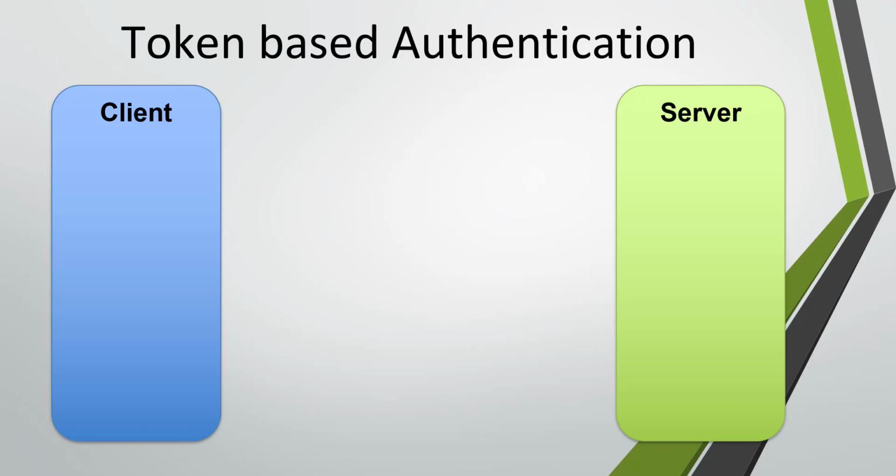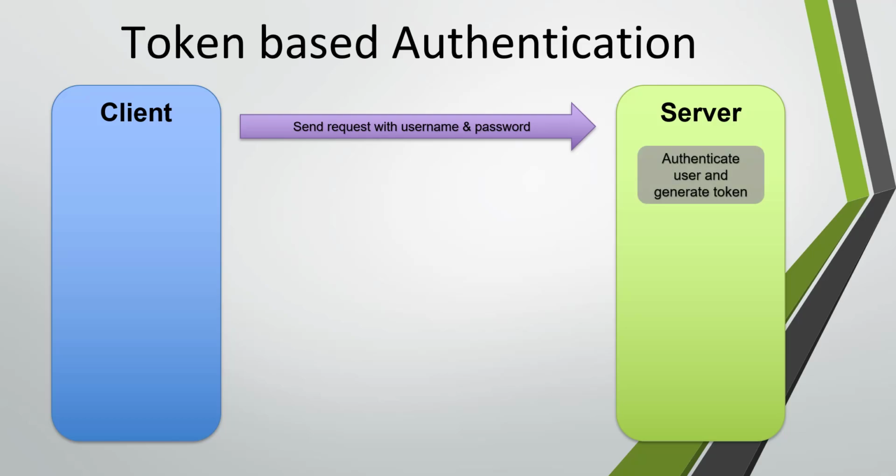In token-based authentication, this is how the flow works. First, the client is going to send the request along with username and password to the server. Once the server receives this request, it is going to check the validity of the user, and based on that, it is going to generate the token. After this, the server is going to respond to the client with the token.